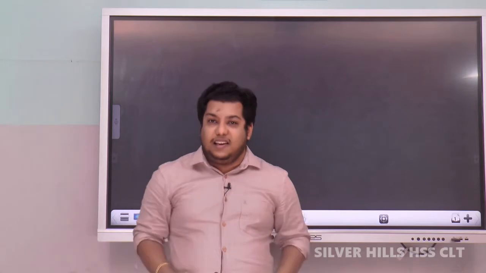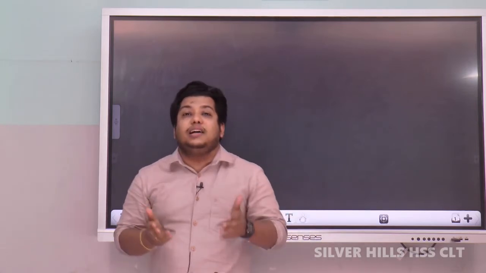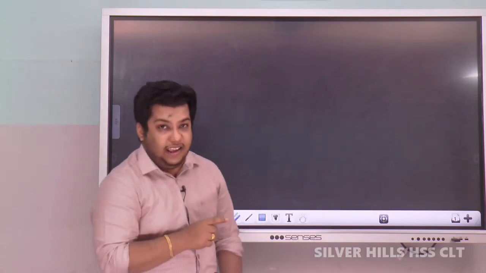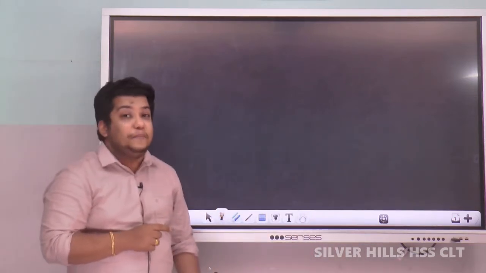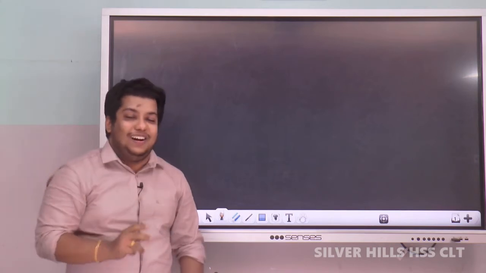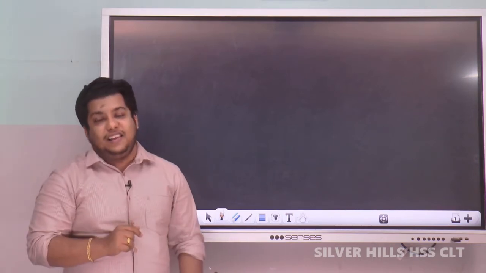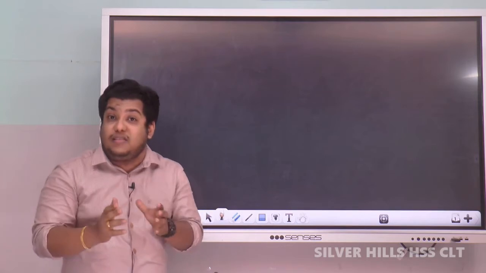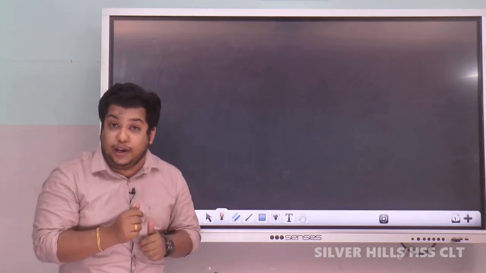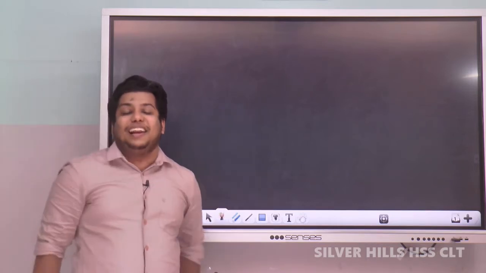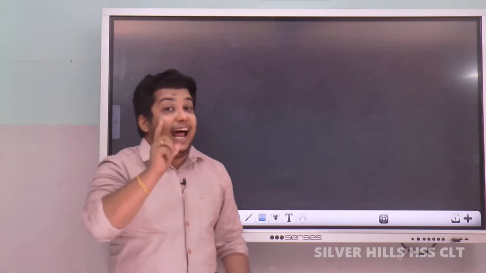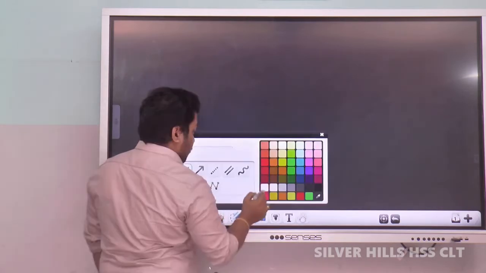Today we are going to discuss how we can represent a vector. A vector can be represented in two ways. The first one is called mathematical representation and the second one is called graphical representation. Now we are going to discuss graphical representation.